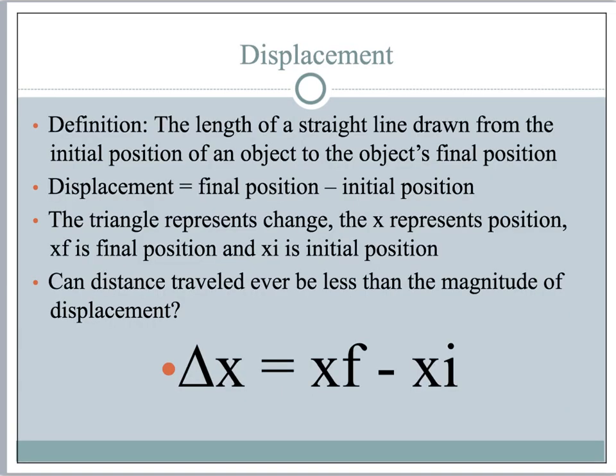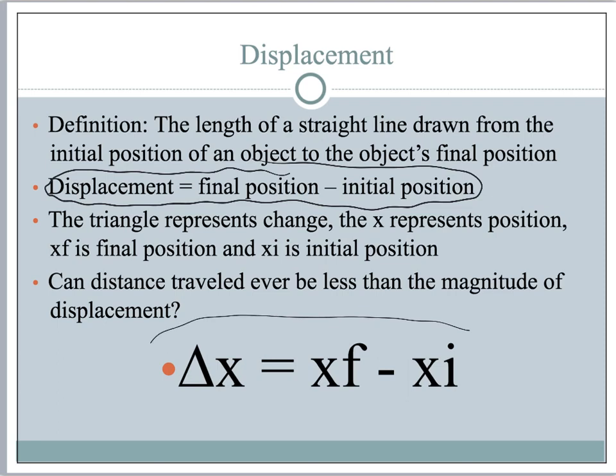All right, displacement, we talked about this a second ago. It says the length of a straight line drawn from an initial position of an object to the object's final position. So we have a nice formula written here. Displacement is the final position minus the initial position, but here's the summary of the formula in symbol form.